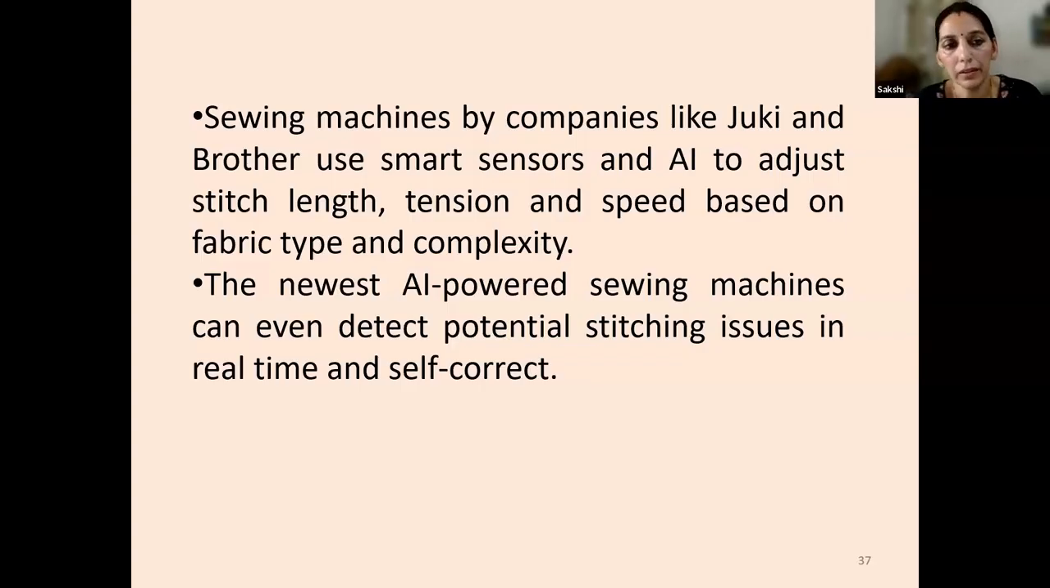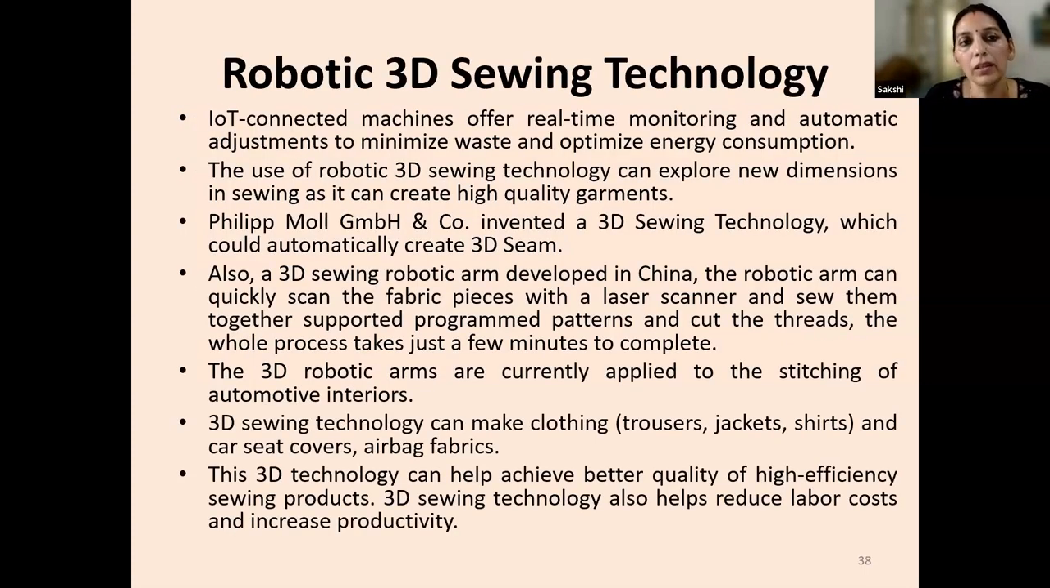Sewing machine companies like Juki and Brother use smart sensor AI to adjust the stitch line, tension, and speed based upon the fabric type and the complexity of stitching. An AI-powered sewing machine can even detect stitching issues in real time. In 3D robotic sewing, IoT-connected machines offer real-time monitoring and automatic adjustment to minimize wastage and optimize energy consumption. Use of robots in 3D sewing can also explore new dimensions in sewing and create high quality garments.